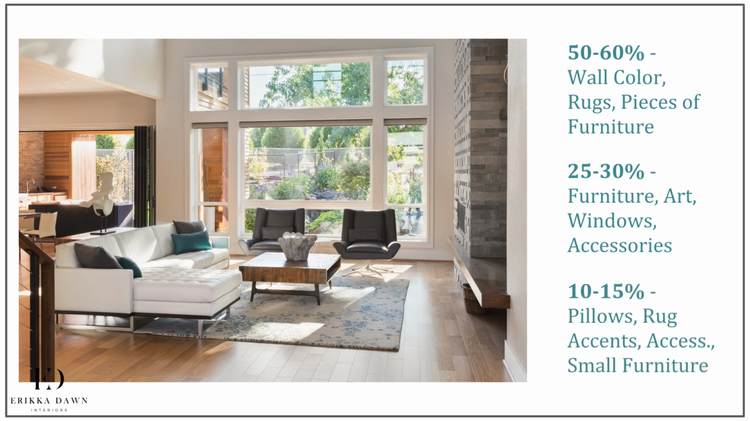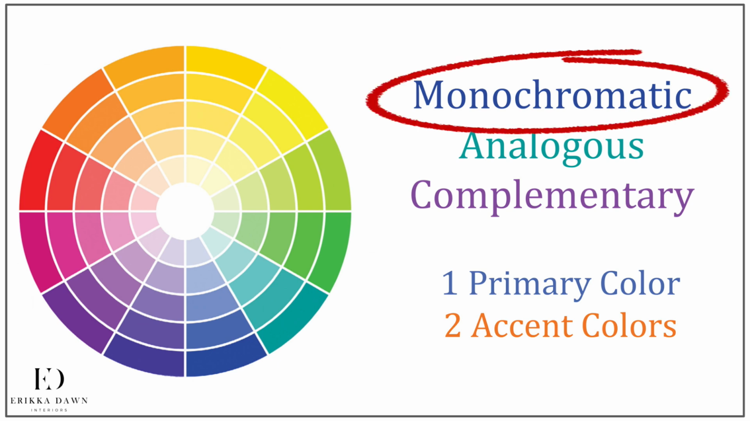The second accent color should be used in roughly half the amount that you use for your primary accent color, so say 10 to 15%. This can be utilized in your pillows, as an accent color in your rug, other accessories in a room, and perhaps a small piece of furniture like a side chair. But again, you don't have to use these percentages. Just try to have one color be your primary color, and then use roughly 2 accent colors for a pleasing color scheme. Let's tackle the monochromatic color scheme first.